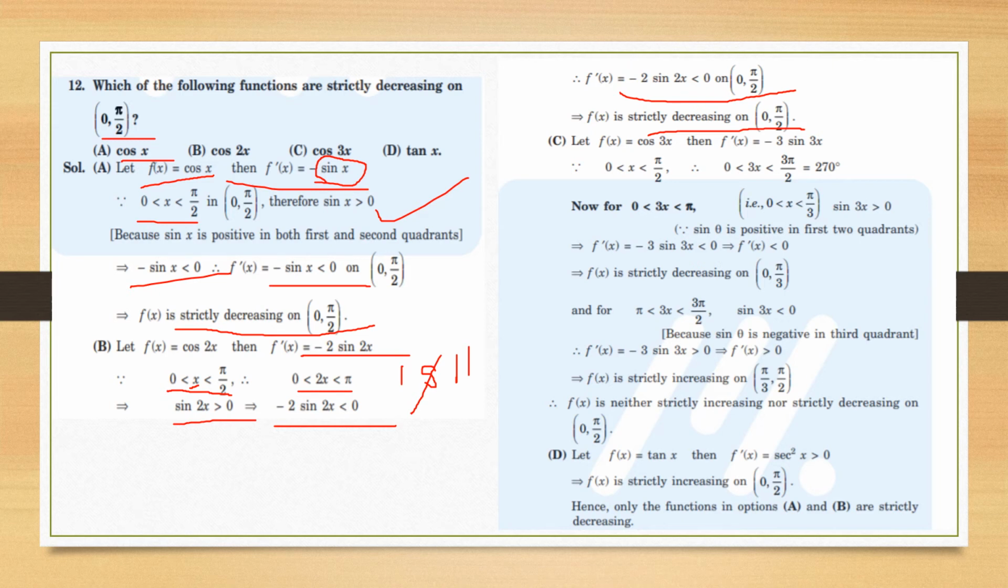Now come to cos 3x. This is cos 3x, this is the derivative. Again, the interval is for x, so for 3x I have to multiply by 3. So this is 270 degrees.